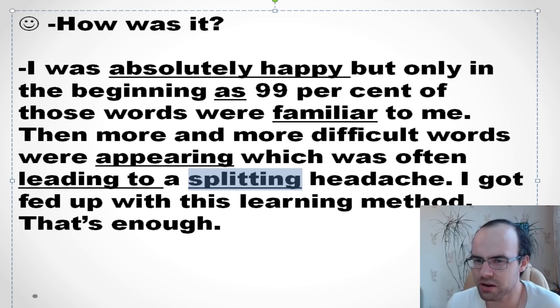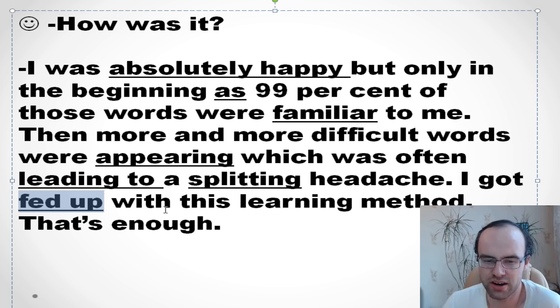It was unbearable. Unbearable means I couldn't bear it, I couldn't tolerate it. Okay, and I got fed up with this learning method. Fed up with means that I got really bored with it. It became very boring for me, and that was enough. I didn't want to continue learning like that any longer. I was fed up. It was unbearable.